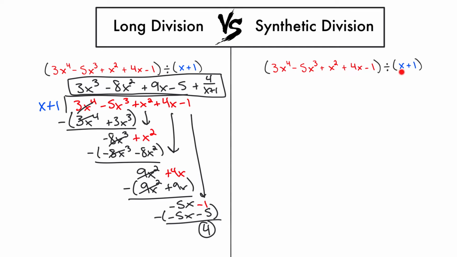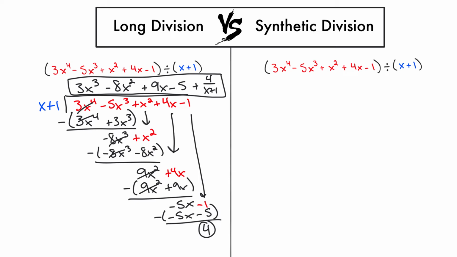Second, the x has to be to the first power, and it cannot have a number in front of it. You cannot divide by 2x plus 1 using synthetic division. You can't divide by 5x minus 6 with synthetic division. There's kind of a way to do it, which you'll learn in pre-calculus, but we're not going to do it now. We're just going to focus on linear divisors with no leading coefficient.